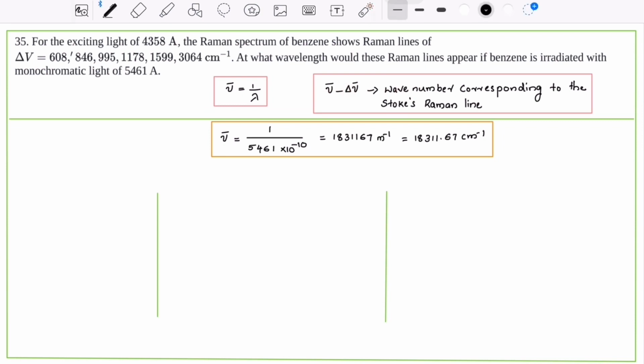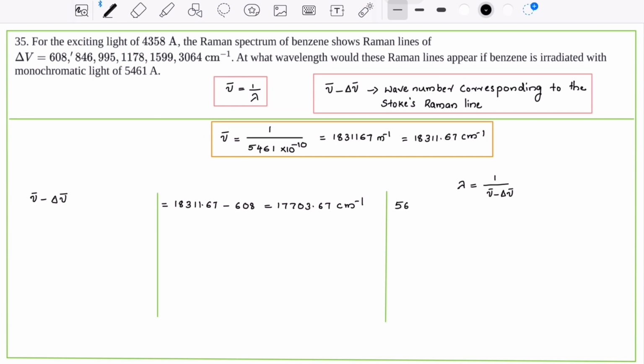Now let us find out the position of the Stokes Raman line if the excitation wavelength is 5461 angstrom. Already the Raman shift is given. Therefore, the position of the Stokes line corresponding to the shift of 608 centimeter inverse is 18,311.67 minus 608, that is 17,703.67 centimeter inverse.